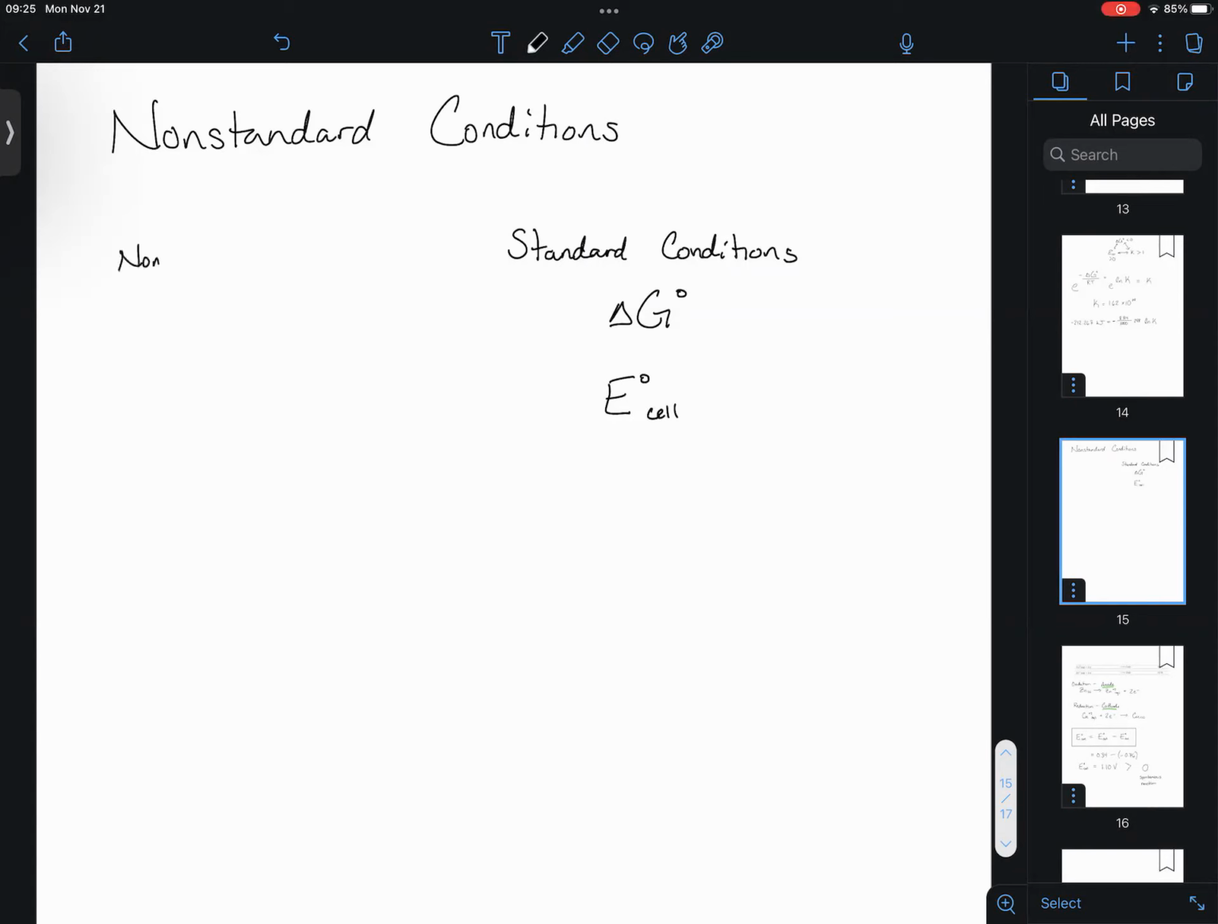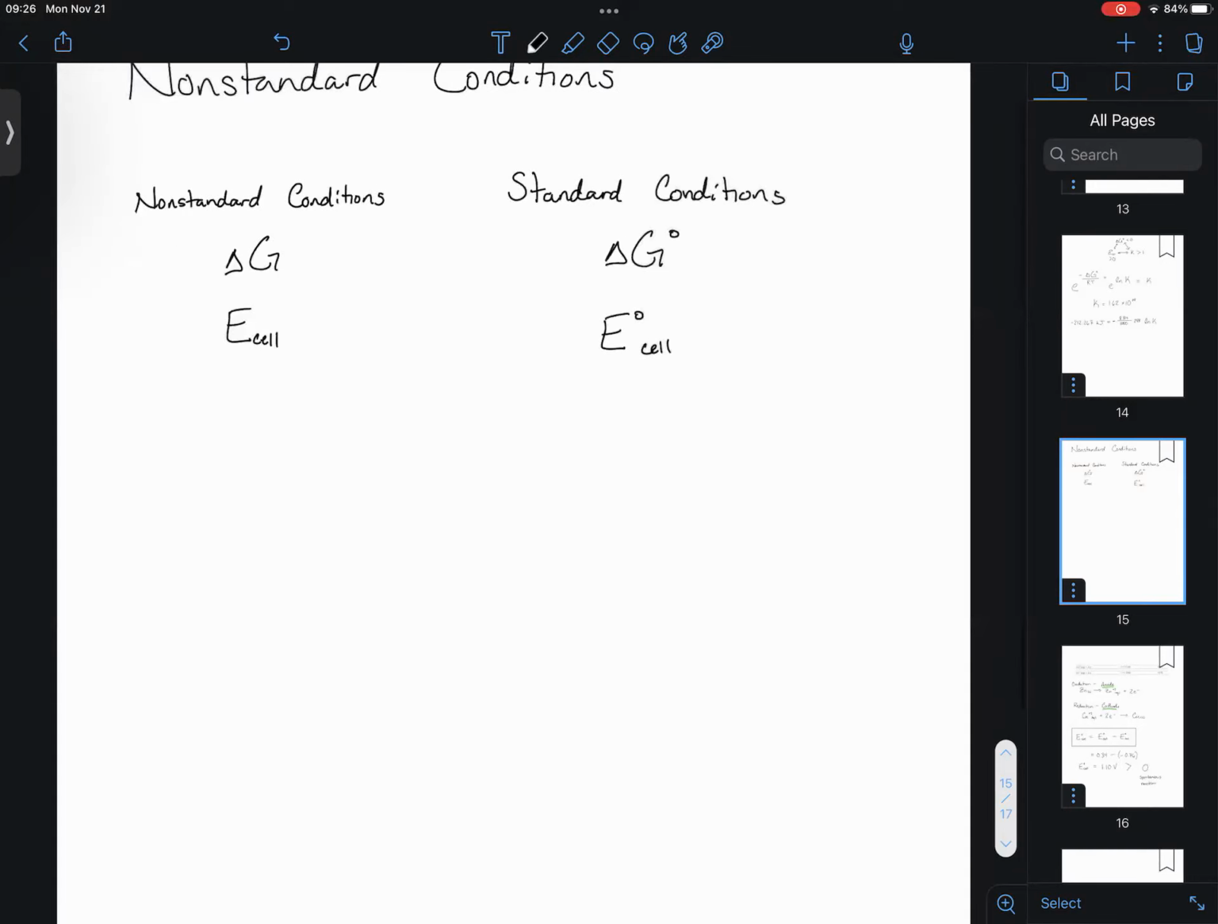Well, what if we want to run a battery at non-standard conditions? Well, our analogous quantity for free energy was just that delta G, which didn't have any sort of conditions set to it. And we're going to now define an analogous quantity for our cell potential under non-standard conditions, E cell without the naught.